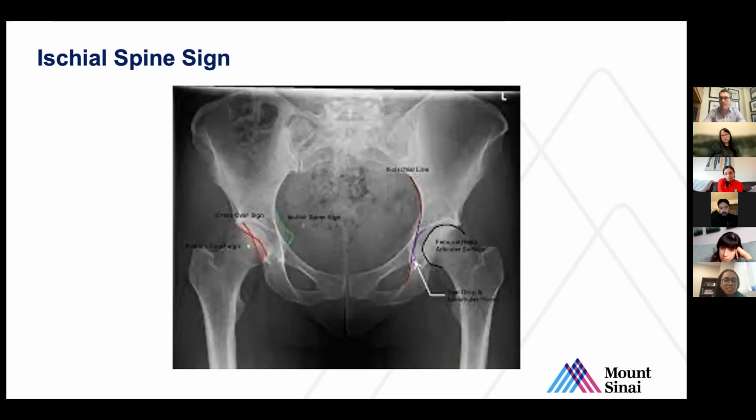I have one more question. This is Lissa again. Why is the ischial spine in this case? Why is that an indication?